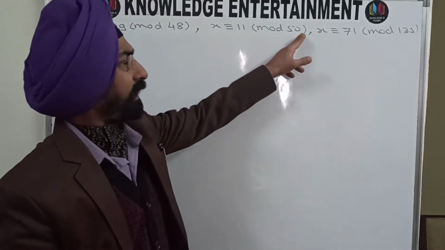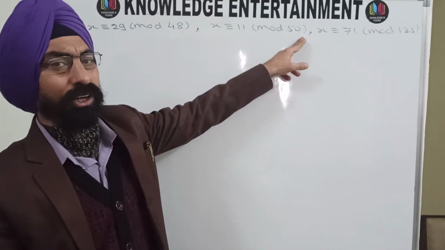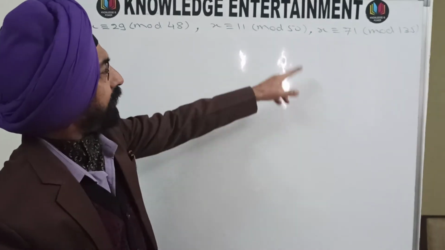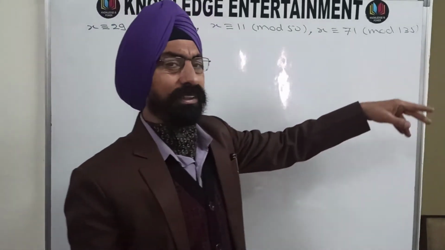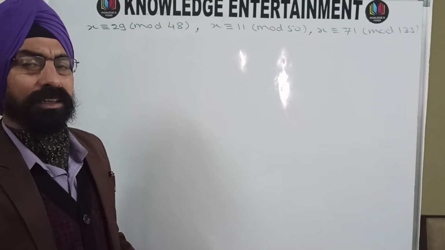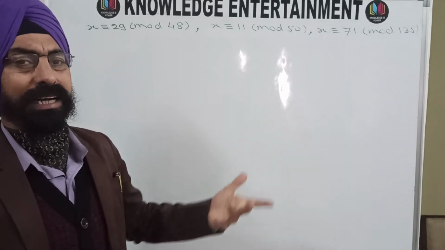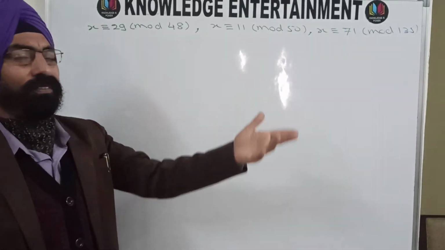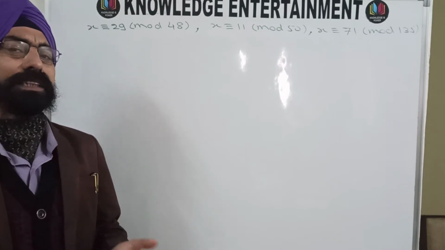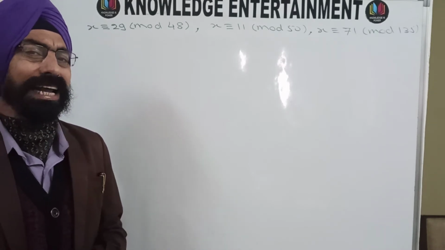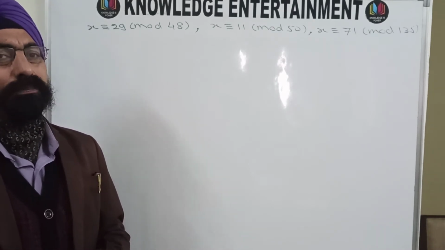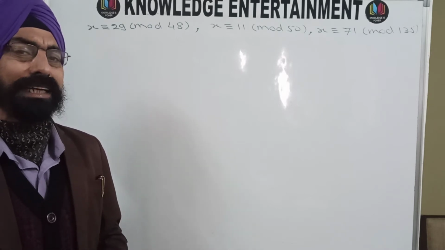GCD of 48 and 50 is 2. It is not 1. So they are not relatively prime. Similarly, GCD of 50 and 135 is 5. It is once again not 1. So they are not relatively prime. So this system of linear congruences is an example where mi's are not relatively prime. So it cannot be solved using Chinese remainder theorem.